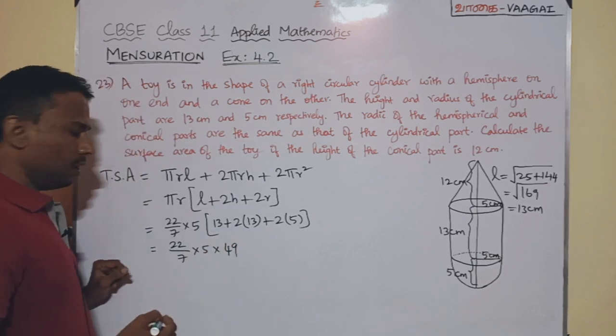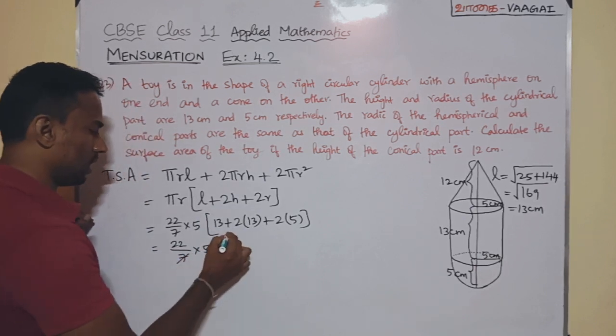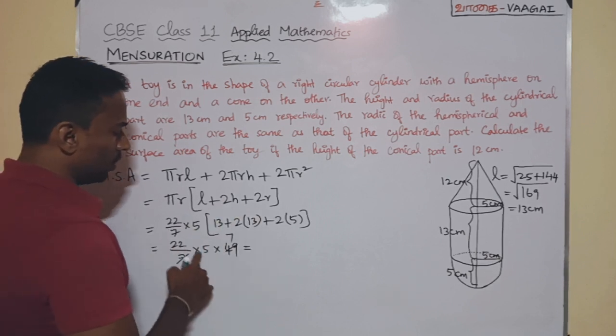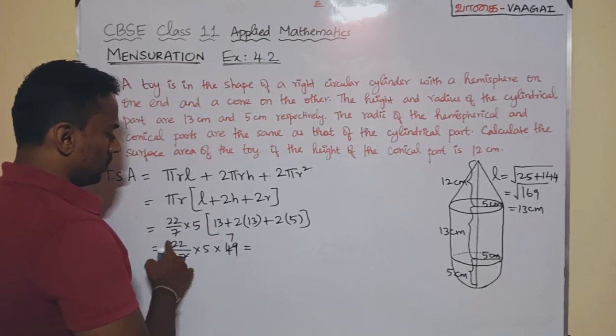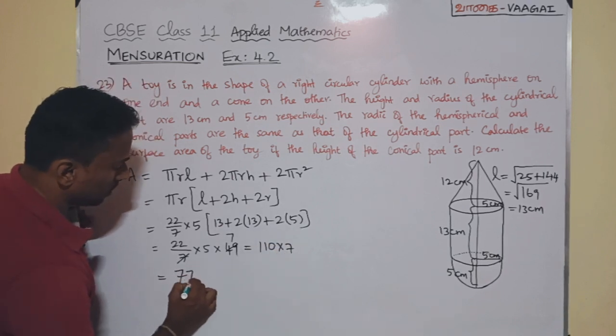So we made it simple. 22 by 7 into 5 into 49. So I can now cut this 7 and 49 exactly 7 times. So I will have 22 into 5 into 7. This will be 110 into 7. So 770 is going to be the answer.